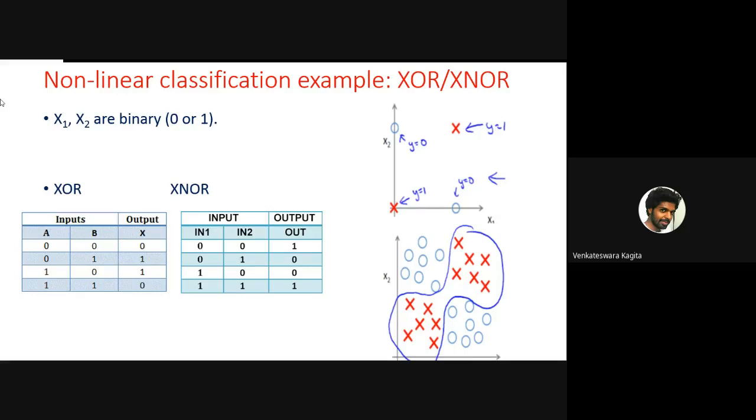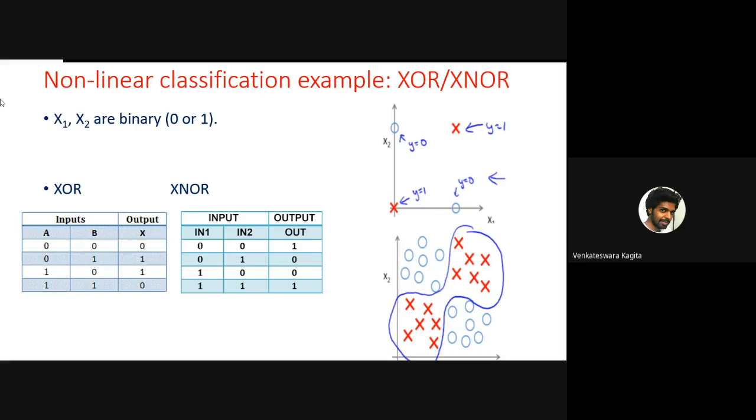If it is 0, 1, then it is 1. If it is 1, 0, then also it is 1. Oh, sorry, this is XOR. Anyway, if the inputs are different, then it is one class. If they are the same, then it is another class.